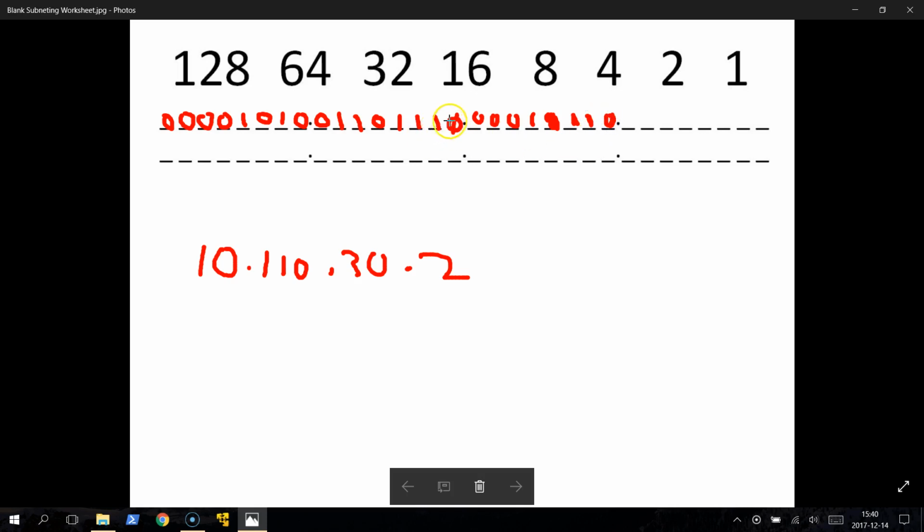Also keep in mind the last bit is always going to make the number odd, right? So finally, 2 will be 0, 0, 0, 0, 0, 0, 1, 0.